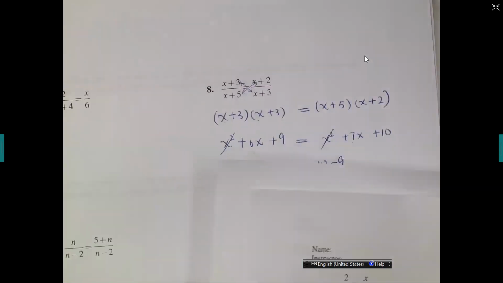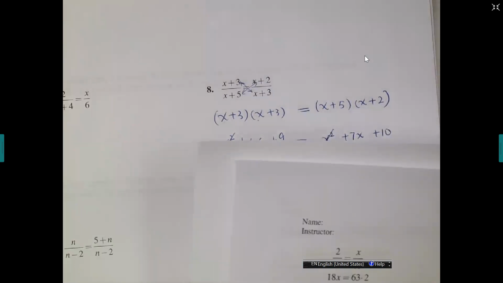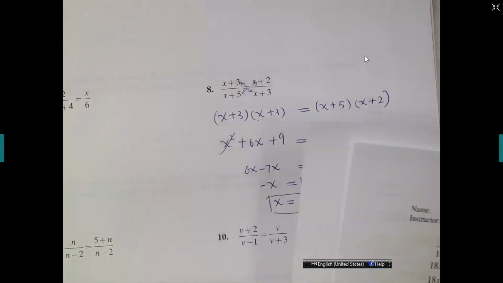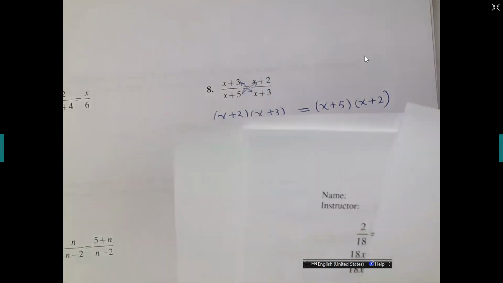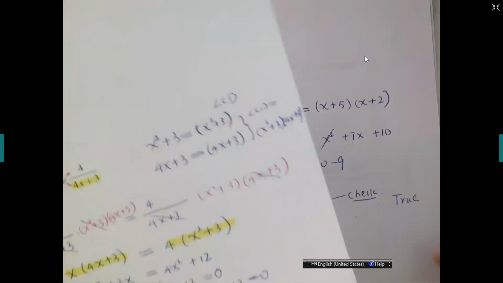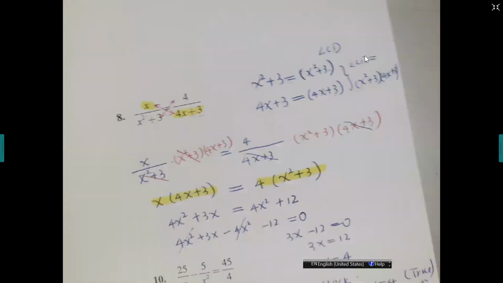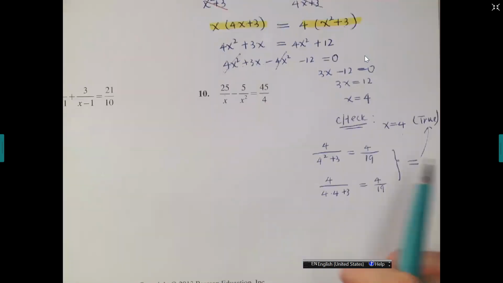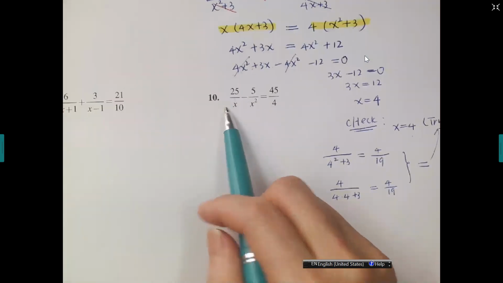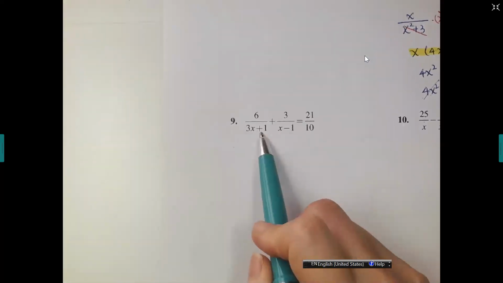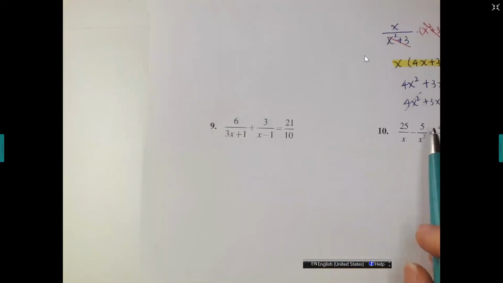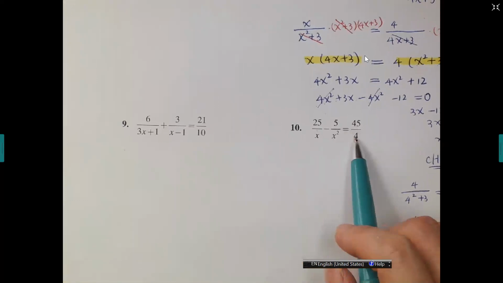Okay, let me see. Do I need to give you one more example? Okay, one more example. Because we haven't seen 3 denominators yet, let's go for number 9. Number 9, I like this one. This one turns out to be a quadratic equation later.